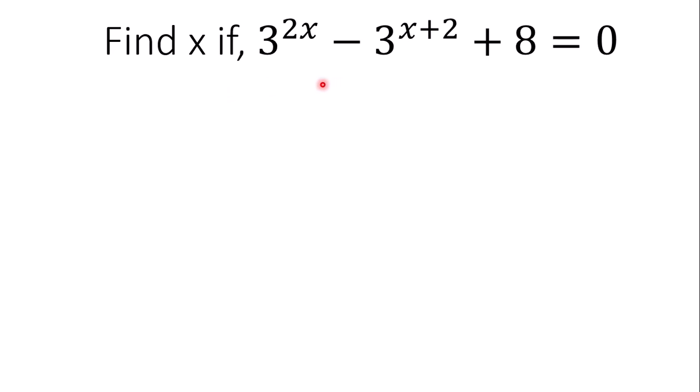Let's look at this problem. Find x if 3 raised to the power 2x minus 3 raised to the power x plus 2 plus 8 is equal to 0.